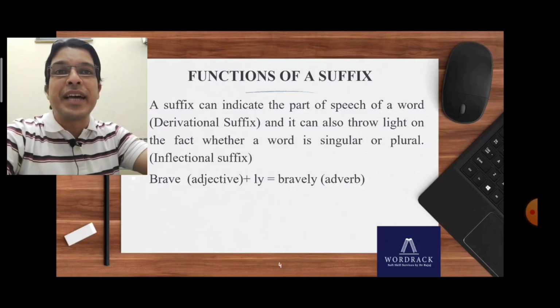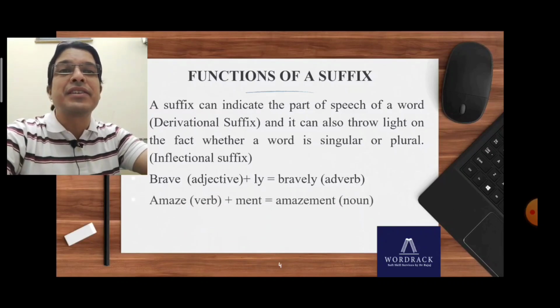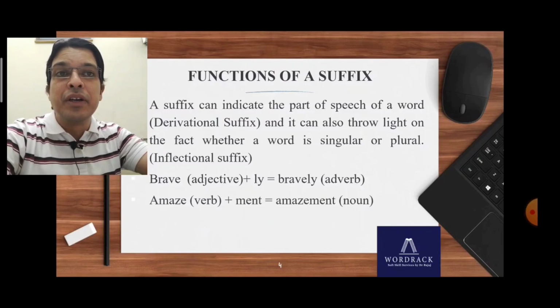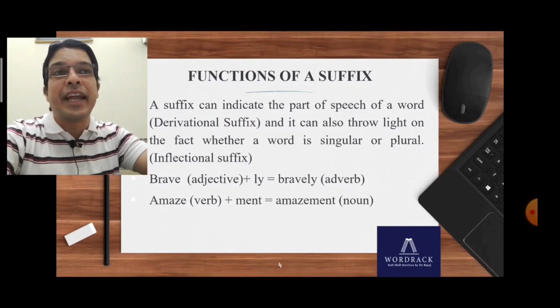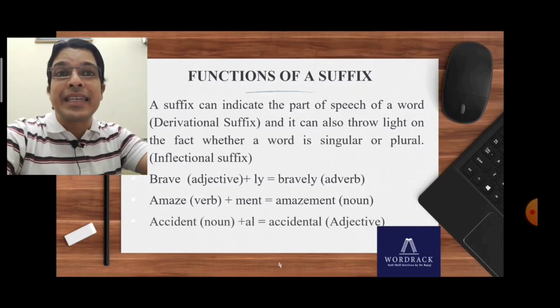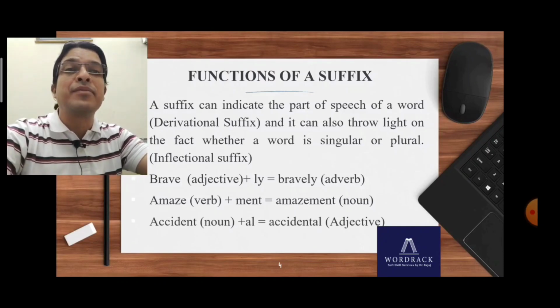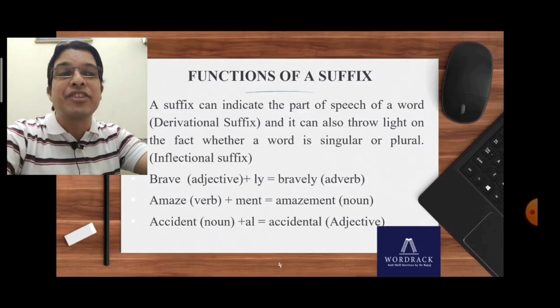Here are some of the more examples of derivational suffixes. Amaze is a verb. We add ment to it, it becomes amazement, which is a noun. Next up, accident, which is a noun. We add al, a suffix to it, it becomes accidental, which is an adjective.